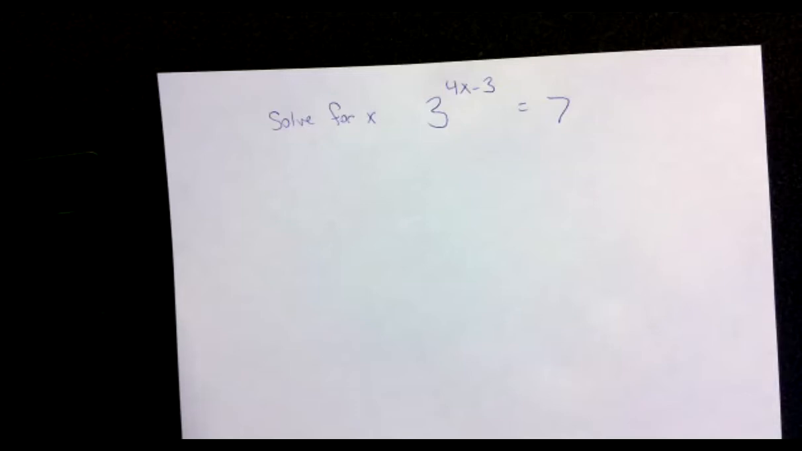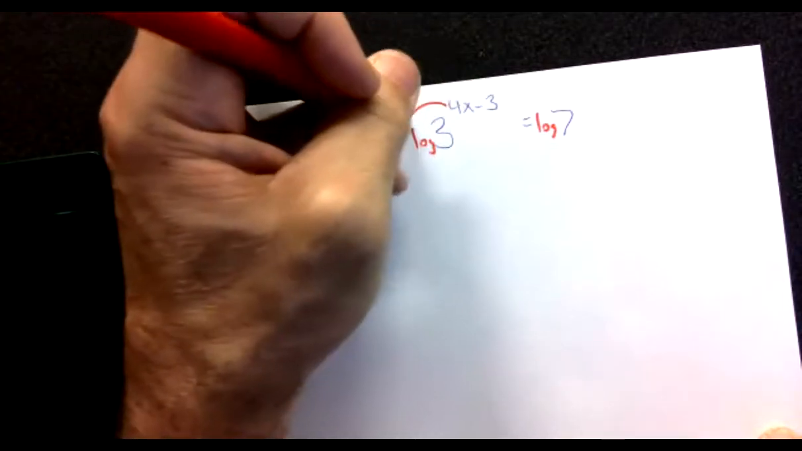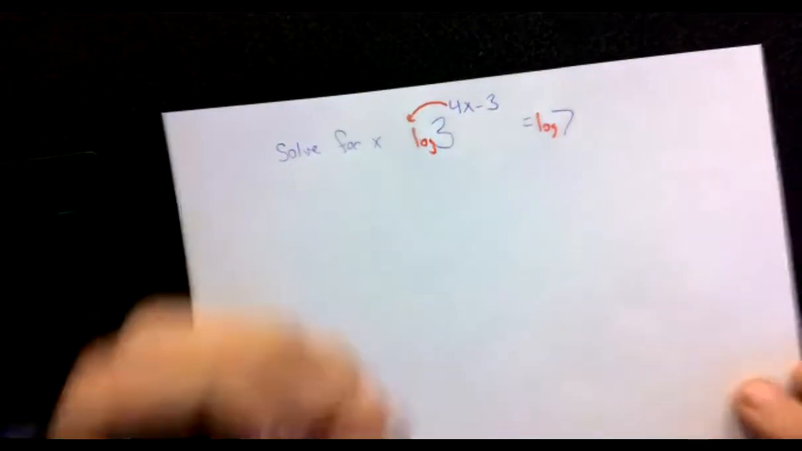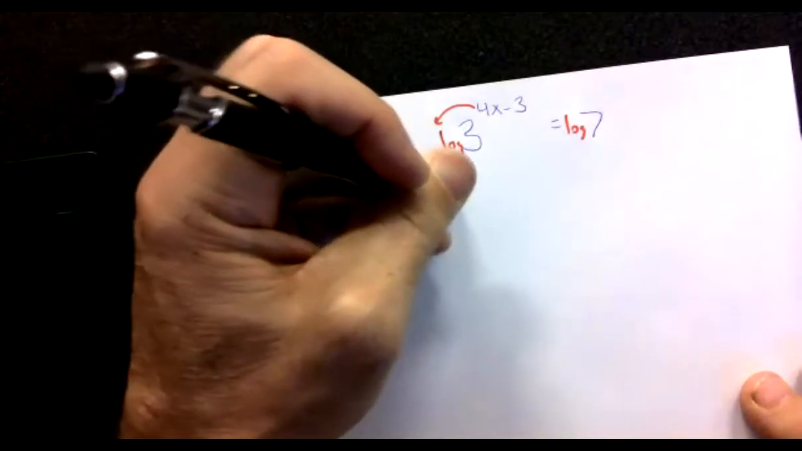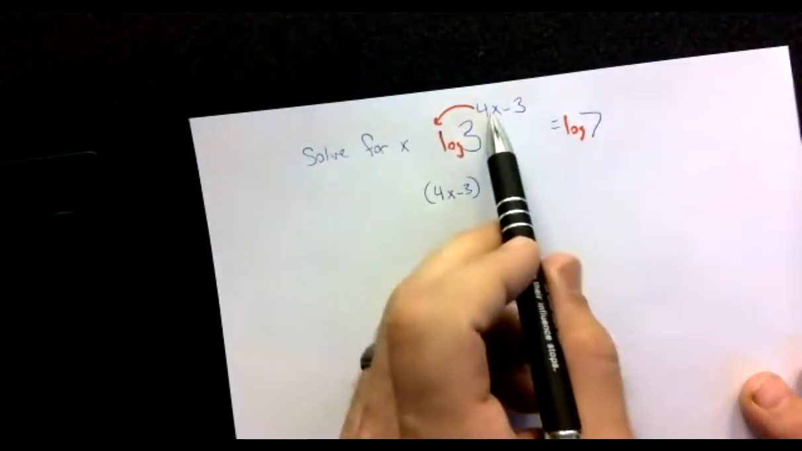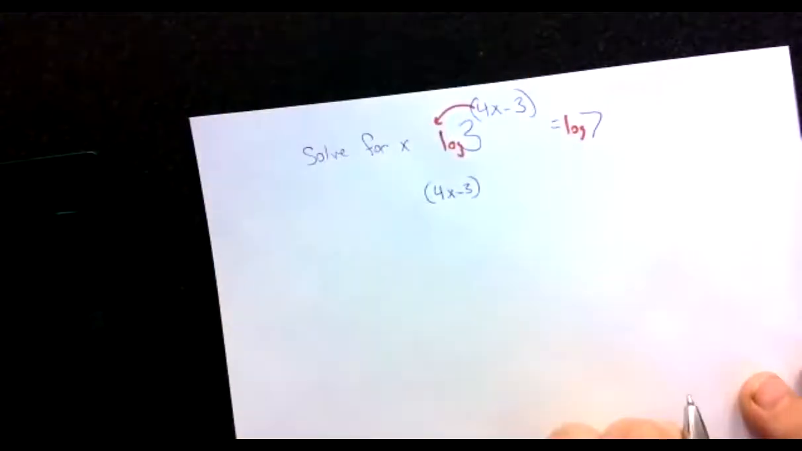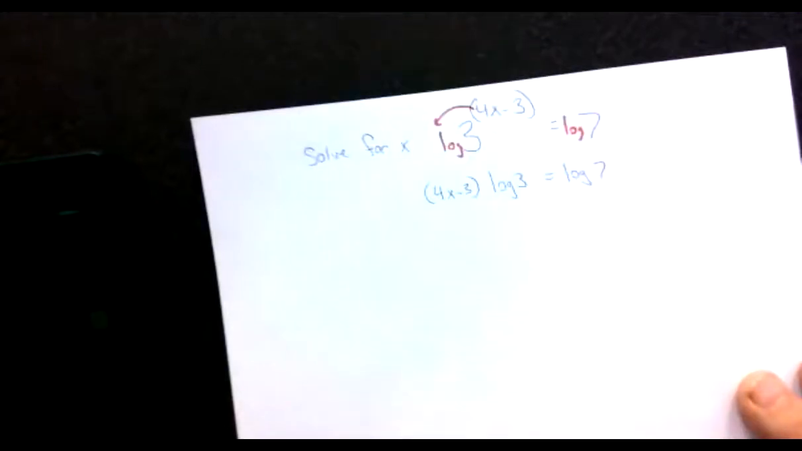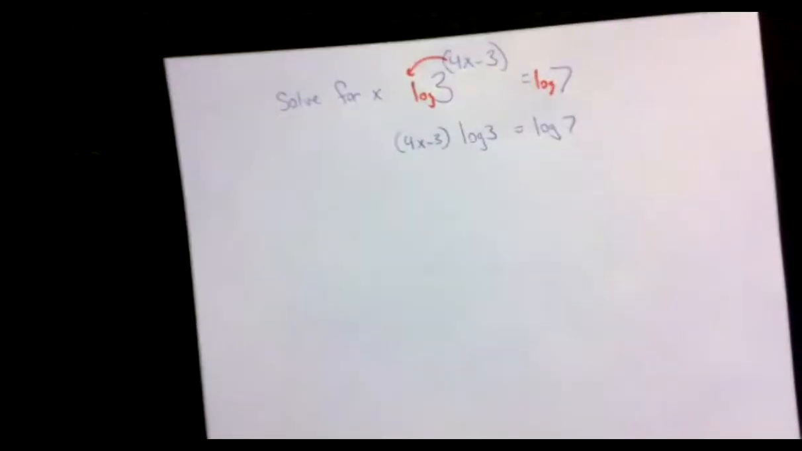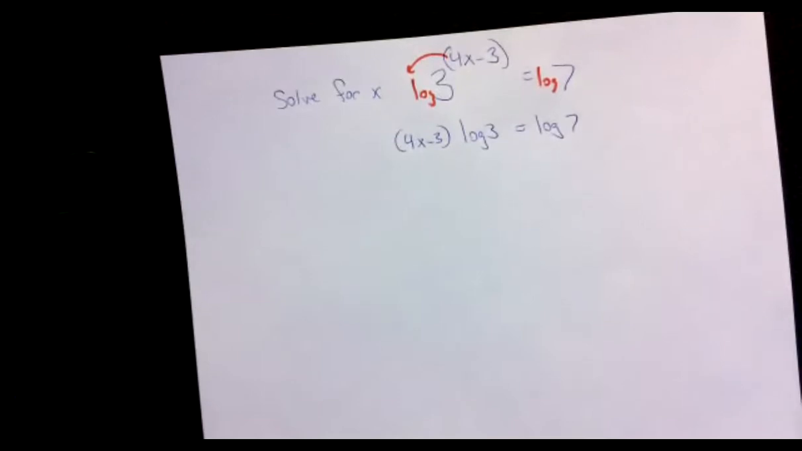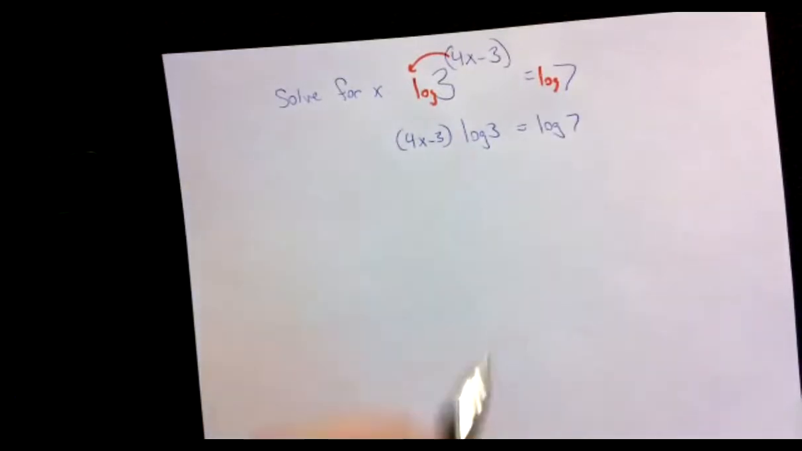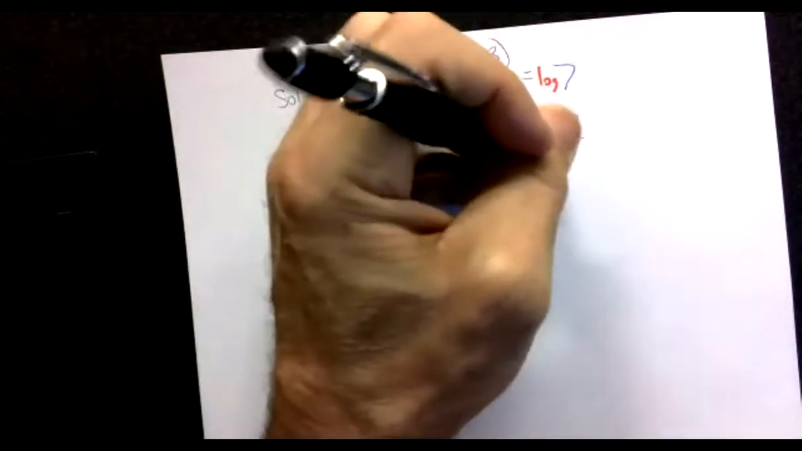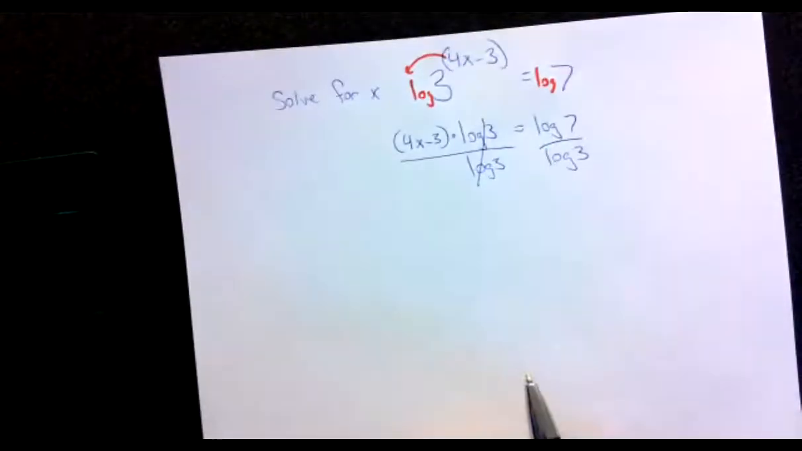Now it's going to start out solving the same. Again, log both sides, pull your exponent to the front. So we'll get quantity 4x minus 3, because that's my whole exponent, this whole thing, times the log of 3. And that's going to equal the log of 7. And again, we're trying to get x by itself, so the opposite of multiplying is to divide. So we will do so.